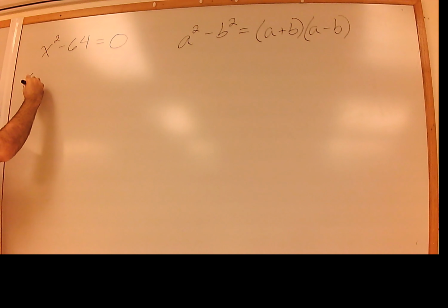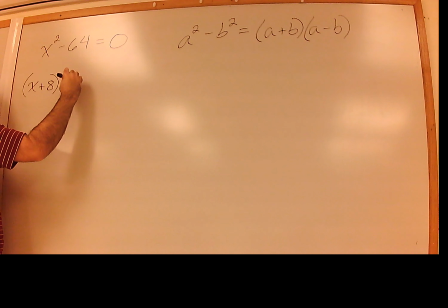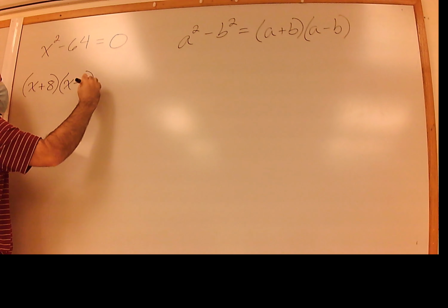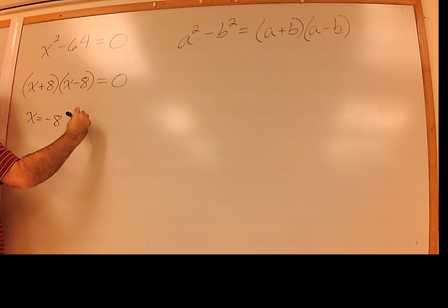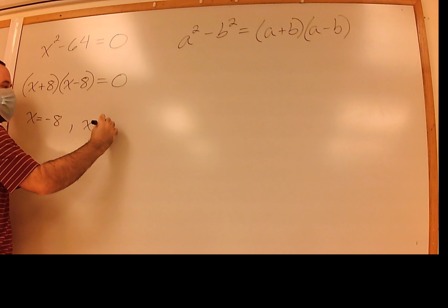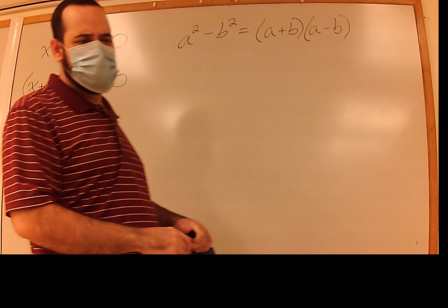So this will be x plus 8, x minus 8. If we set both of those equal to 0 and solve, we get 2 solutions. So difference of 2 squares. Let's see what else we got in here.